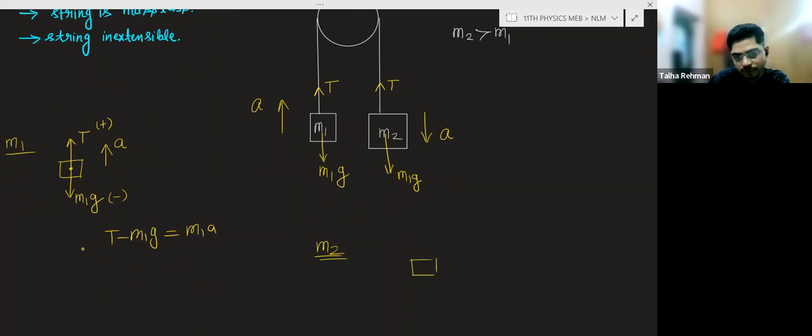this is mass m2. In the downward direction, this is m2g.